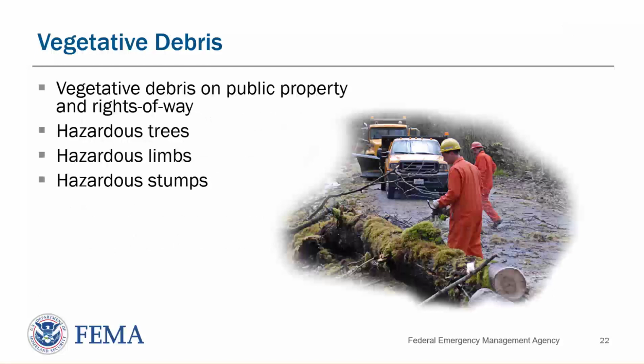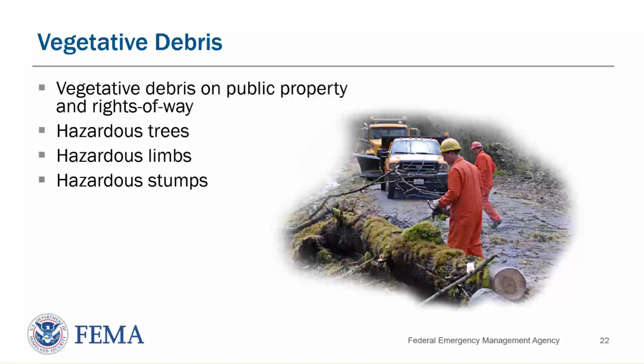So there are different considerations for each type of debris, but we're going to talk about vegetative and construction and demolition debris a little bit more in depth. Those are two of our more common debris types. So vegetative debris can include debris on public property and right-of-ways, hazardous trees, hazardous limbs, and hazardous stumps. So those are generally the types of vegetative debris that you'll encounter.